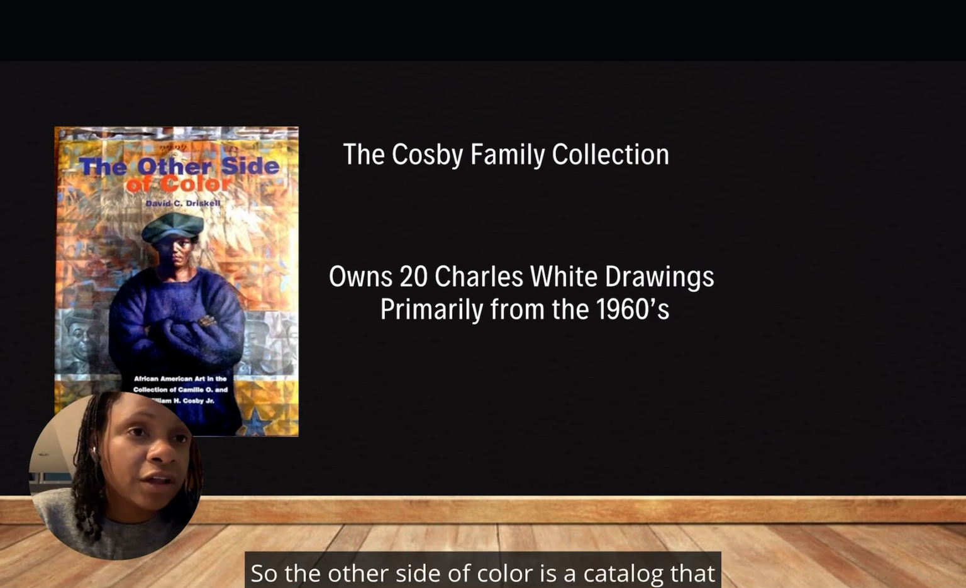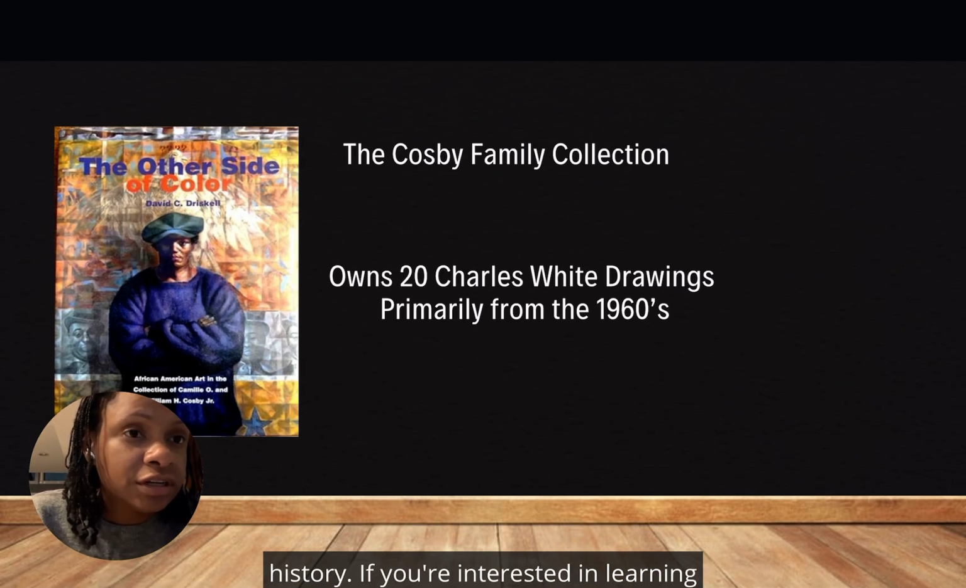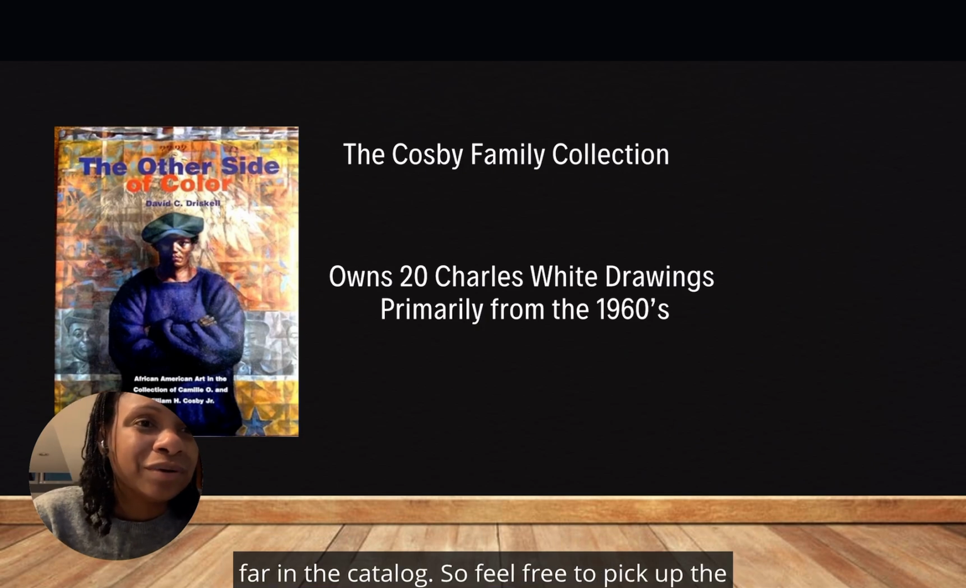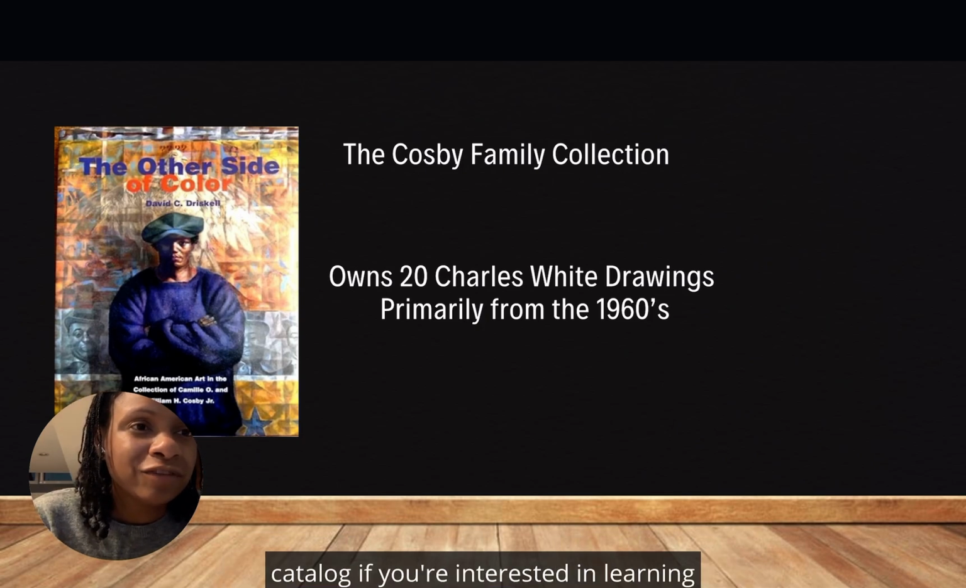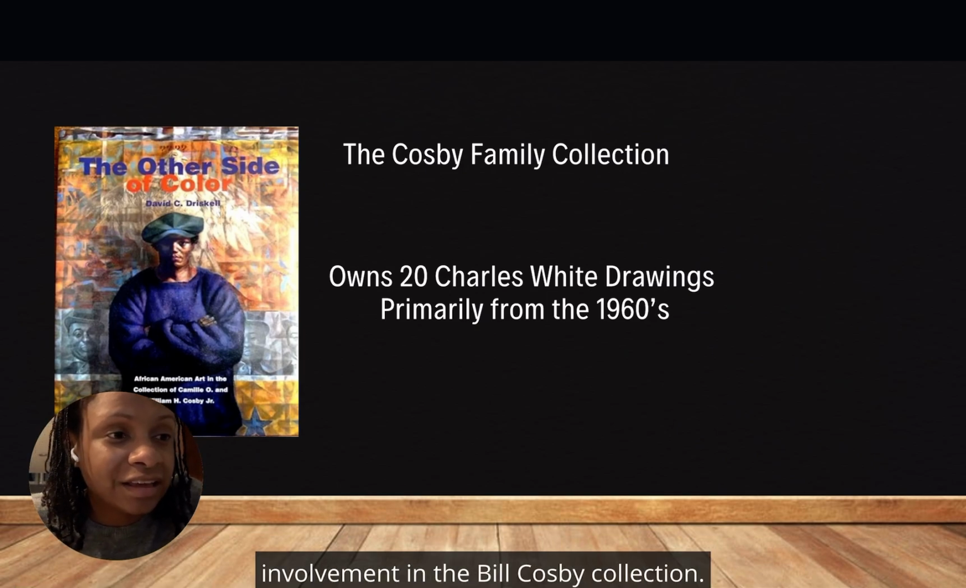So The Other Side of Color is a catalog that has a rich history of African American art history. If you're interested in learning more about the collection of Bill Cosby and his family, this is a great catalog to own. There's a link in the show notes if you're interested, but the Cosby family owns 20 Charles White drawings, and I only see two so far in the catalog. So feel free to pick up the catalog if you're interested in learning more about Charles White and his involvement in the Bill Cosby collection.